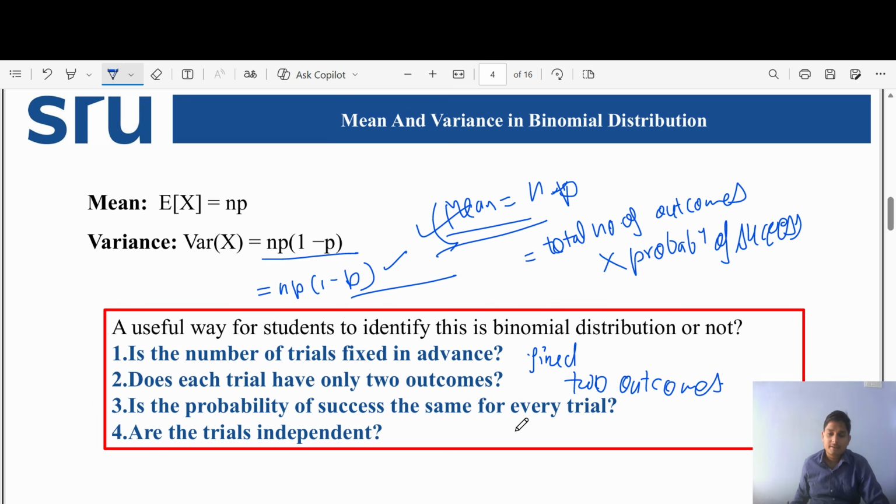The probability of success of each outcome is the same. The probability of success is the same for every trial. If we toss a coin 2 times, the probability of getting a head is 1/2, and the probability of getting a tail is 1/2. So in each case it doesn't change, and all the trials are independent. Getting a head does not affect getting a tail when we toss a coin. These are the main points, the requirements of the binomial distribution.